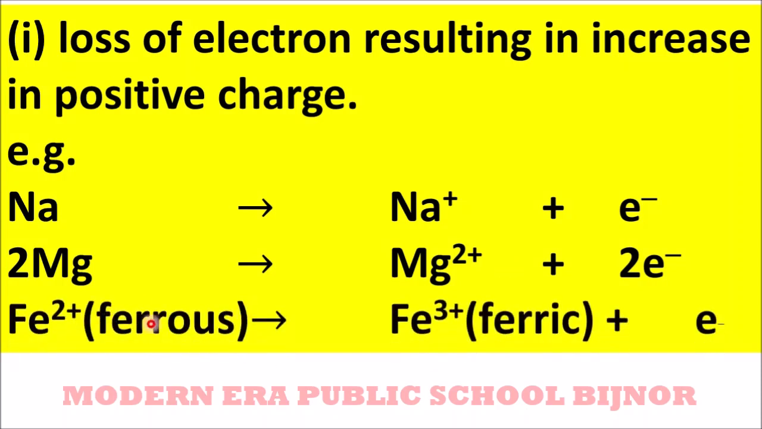Third, Fe2+, the ferrous ion, after removal of one electron, becomes the ferric ion. So these are the conditions when substances or atoms release electrons and they are oxidized.